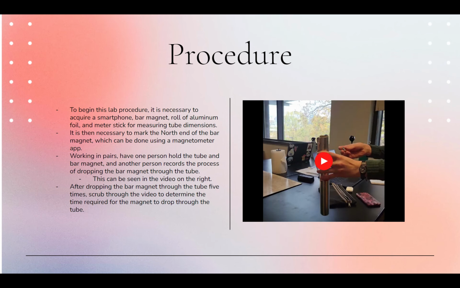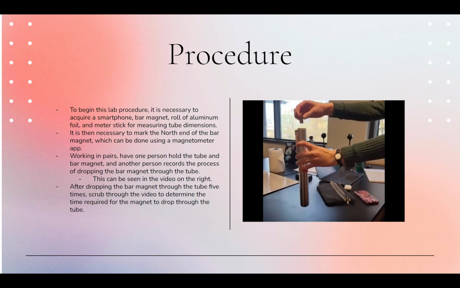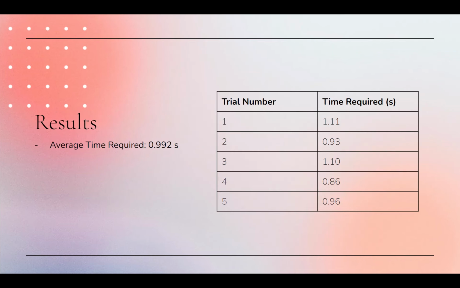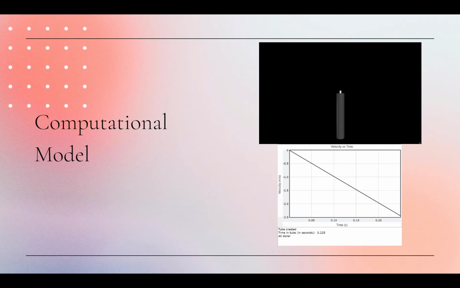After dropping the bar magnet through the tube 5 times, scrub through the video to determine the time required for the magnet to drop through the tube. Based on the procedure above, the average time required for the bar magnet to pass through the tube was 0.992 seconds. Here is the computational model. The above shows how the bar magnet travels through the tube, while the lower portion demonstrates the change in velocity over time the bar magnet experiences while traveling through the tube.